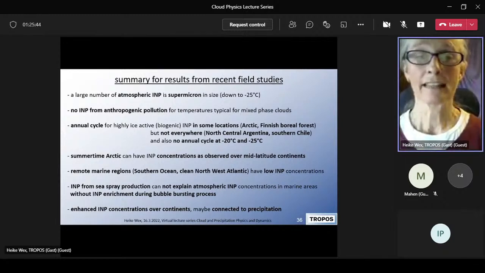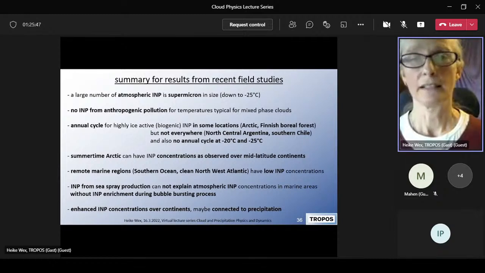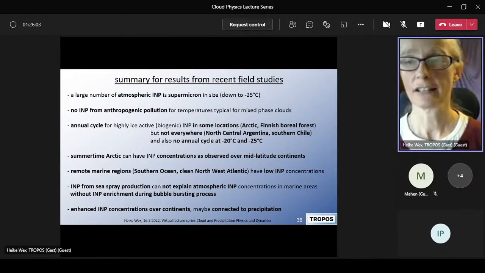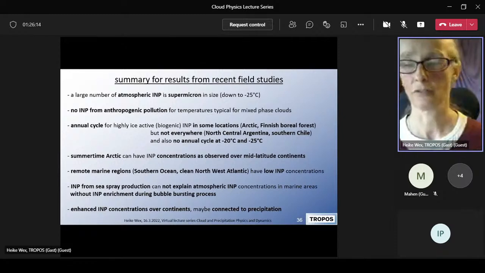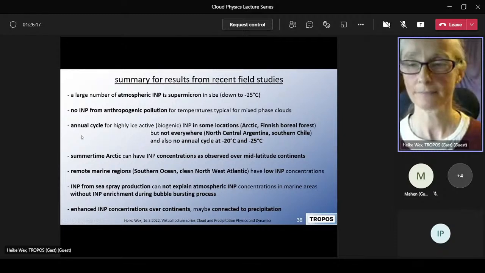I told you in the beginning that a large number of atmospheric INP are supermicron in size, down to -25 degrees Celsius. No INP from anthropogenic pollution is typically observed for temperatures valid for mixed phase clouds. Annual cycles of INP were found in some locations, like the Arctic or the Finnish boreal forest, but not in northern central Argentina or southern Chile, and also not for lower temperatures in that one study I showed you with the 4 stations from Schrodt et al.